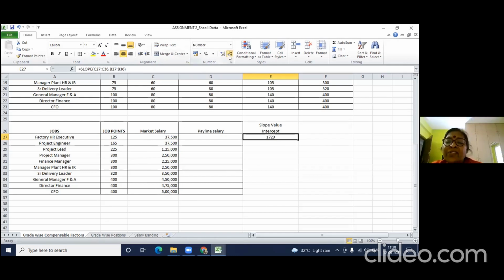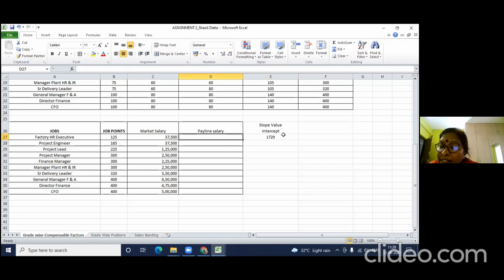You can actually round it off to 1729. Now your intercept, likewise, can you do it again? No. The slope value is constant. It's only one value for every position, for all the positions. So just keep that value there. Write it next to slope, that value, 1729. Please write it adjacent to the slope value, that your slope value is 1729.